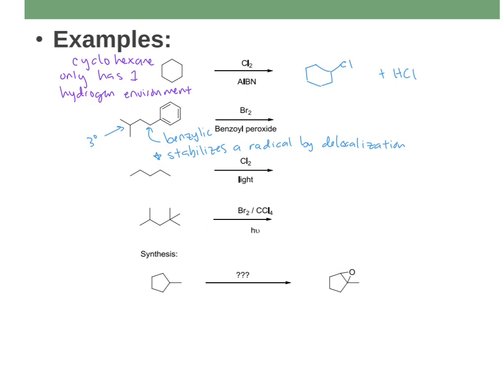my major product for this one would be where I put that bromine in the benzylic position. So this would be my major product for that one, just because that radical is going to be the most stable radical I can form. Bromine is super selective for that. That's where you find it.